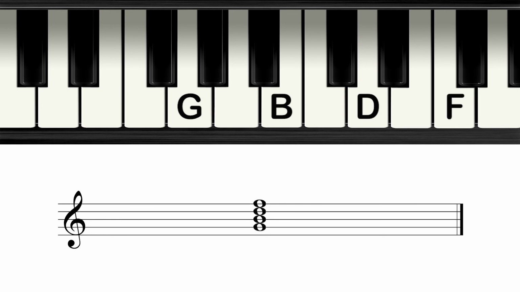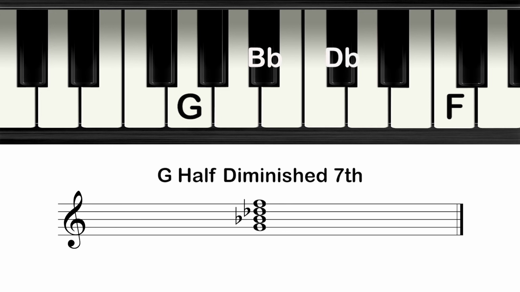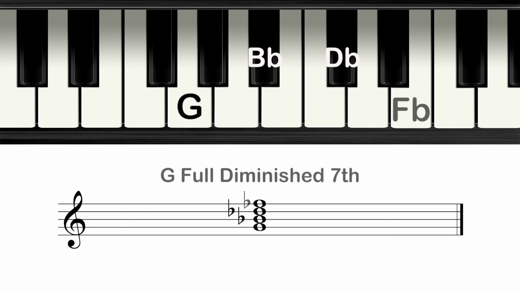Lowering the 3rd a half step from the note B natural to B flat would make this a G minor 7th chord. Lowering the 5th from the note D natural to the note D flat would make this a G half diminished 7th chord. Lowering the 7th from the note F natural to the note F flat would make this a G full diminished 7th chord.